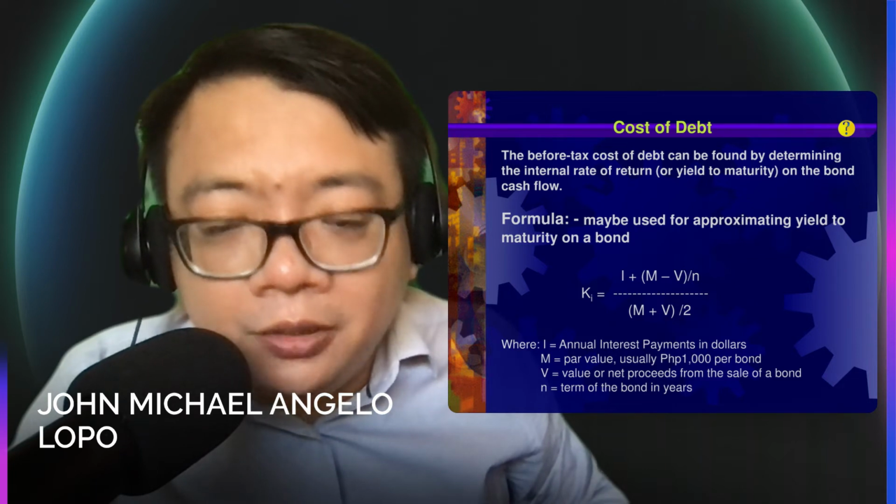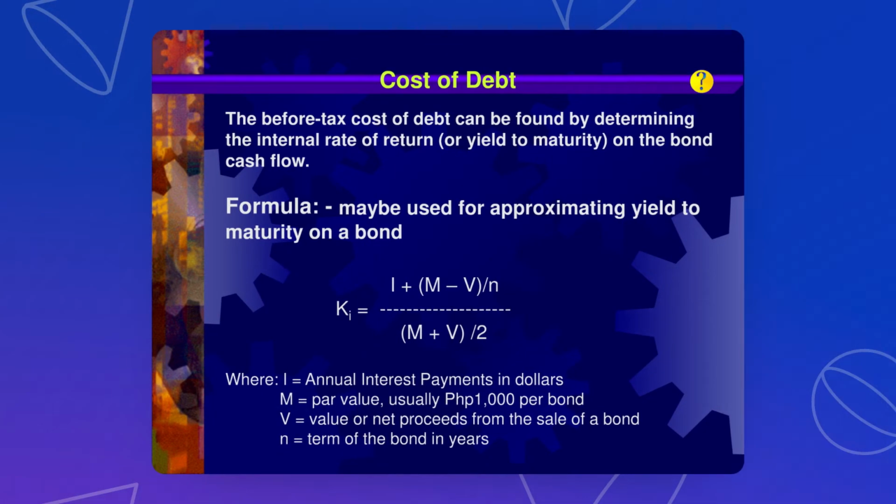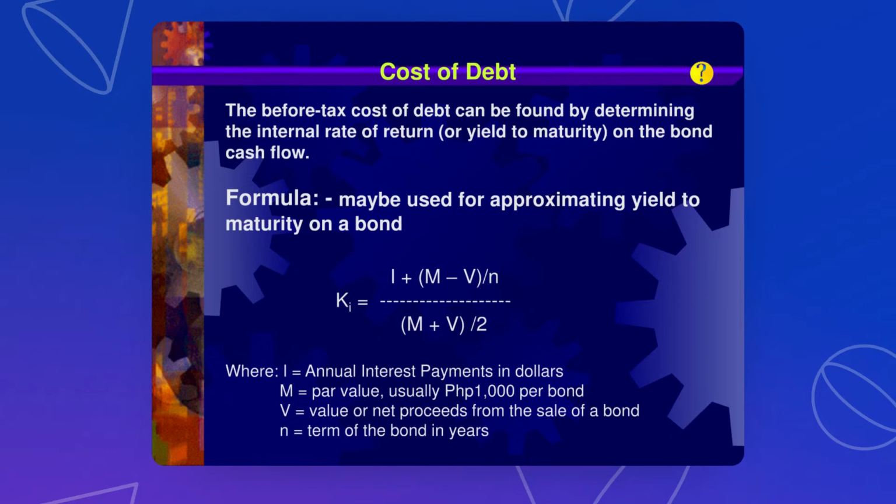When you talk about V as the net proceeds, it should be the market value minus any flotation or underpricing costs. Later, class, I will discuss the meaning of underpricing and flotation cost. But the formula again is KI equals I plus M minus V divided by N, divided by M plus V divided by 2. So that's your cost of debt.